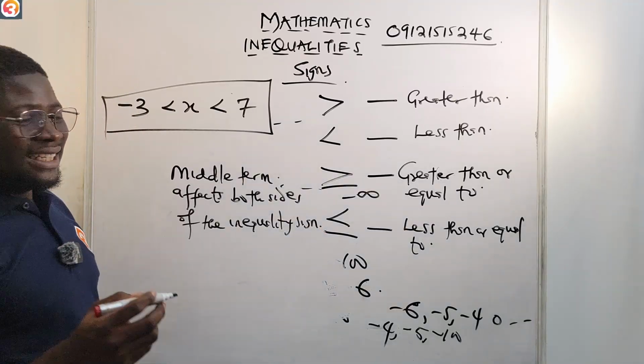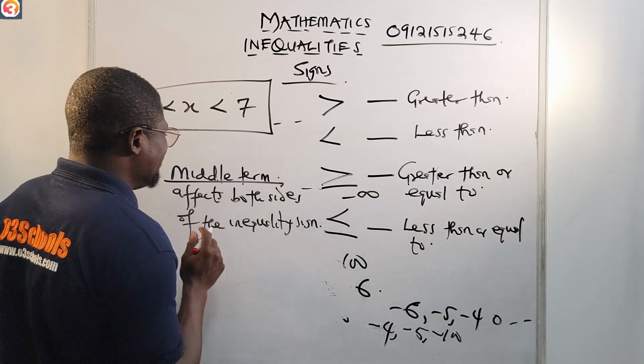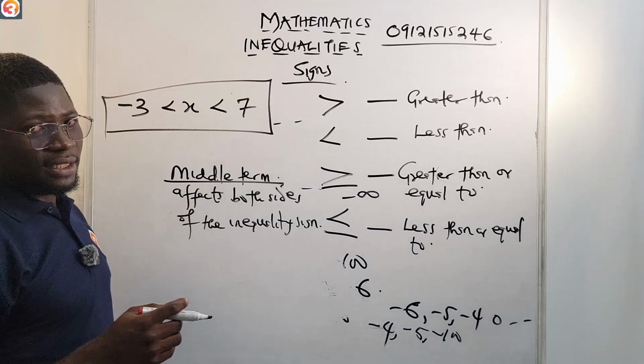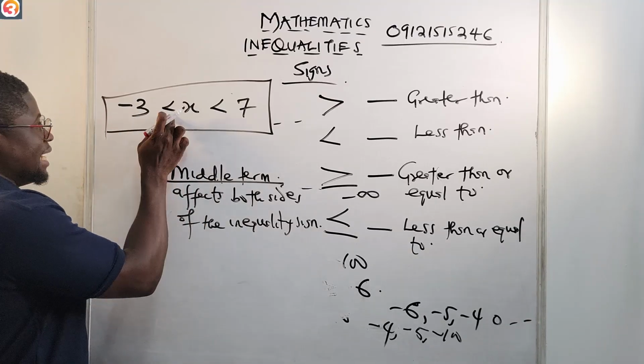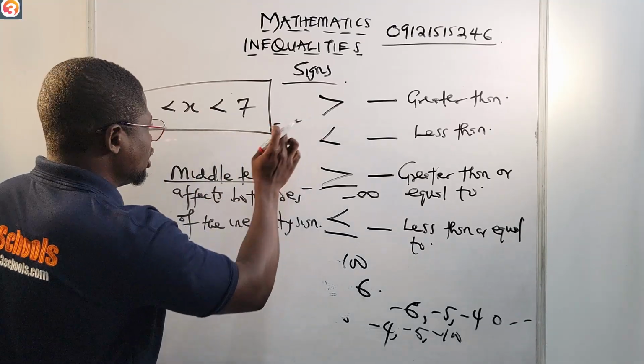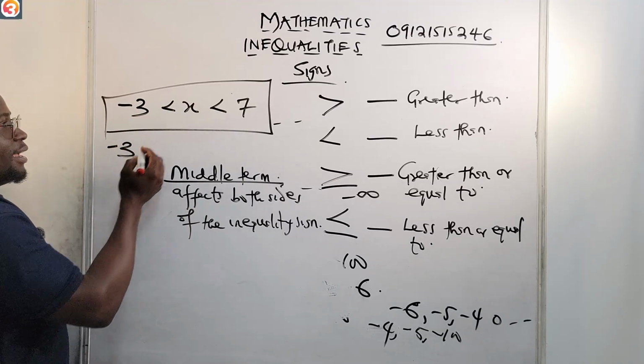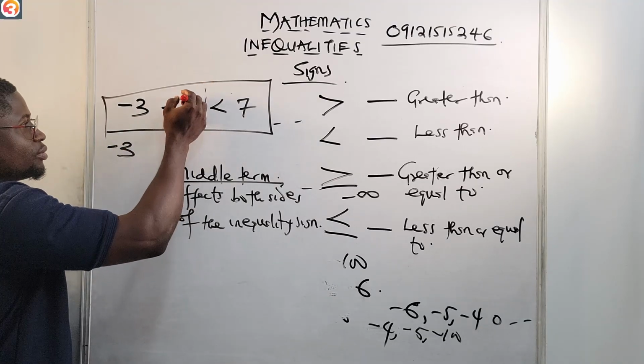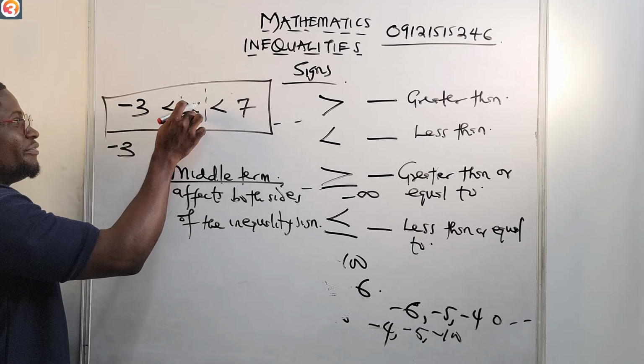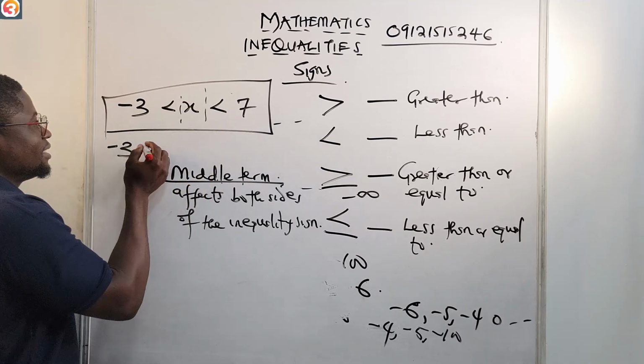Okay, the middle term always affects both sides of the inequality. For example, we have this side, we now have this side. So if you want to split this inequality, for example, we're going to have minus 3. You take this one down. This is the middle term. It will affect here. It will affect here. So minus 3 less than x.